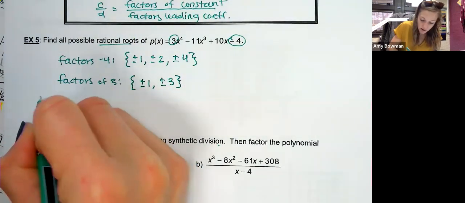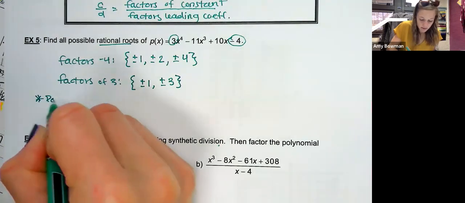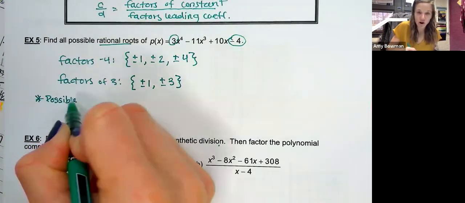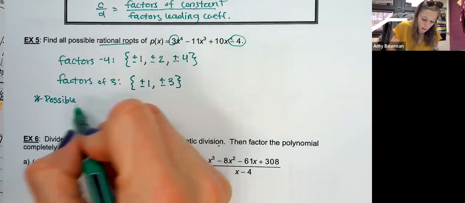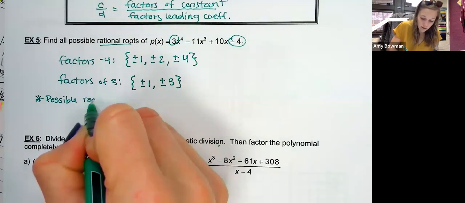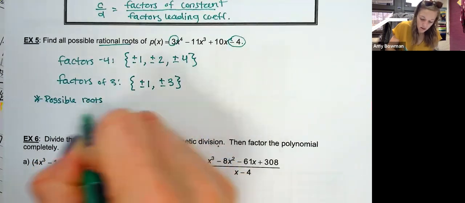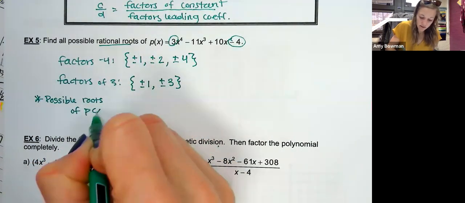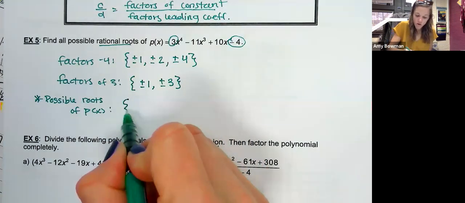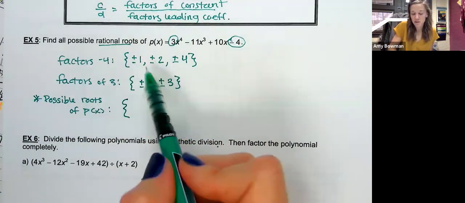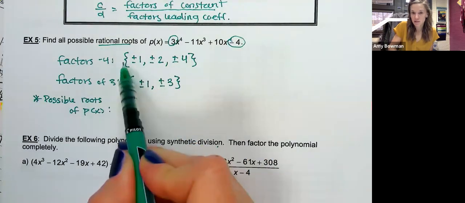So now it's time to use that rational roots theorem to list out all possible roots of P of X. These are just possible, not all of them. But if there are any rational roots of P of X, they're going to be in the list we're about to make. All of those roots are going to come from all ways that we can write a fraction of these numbers divided by these numbers.